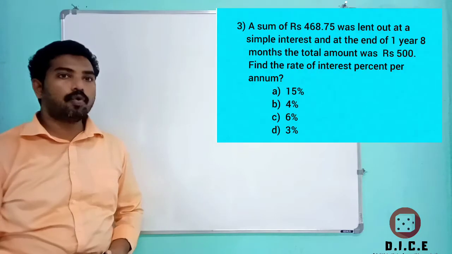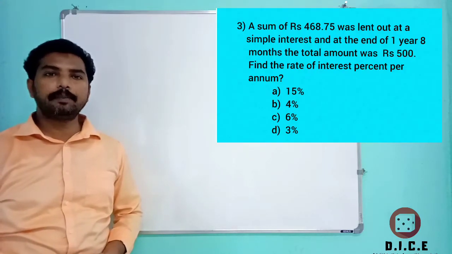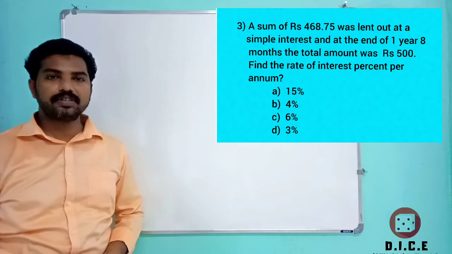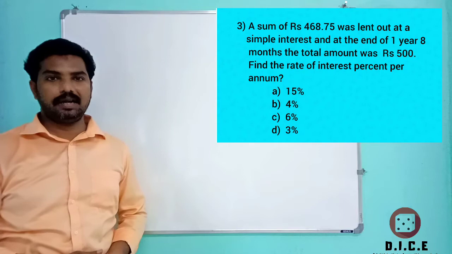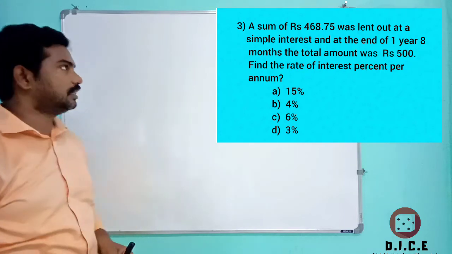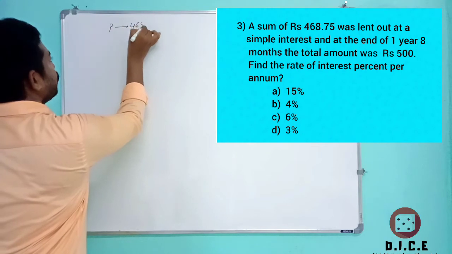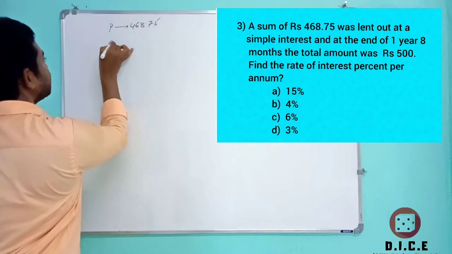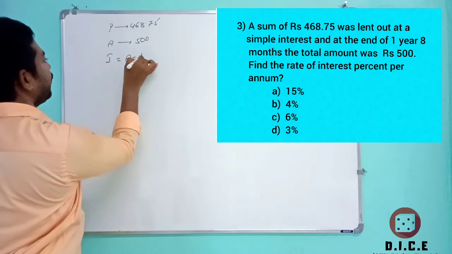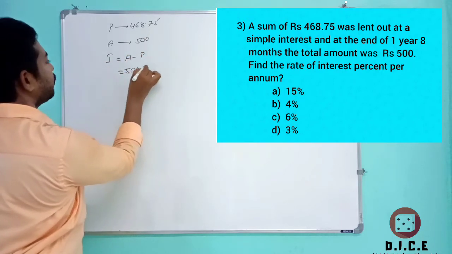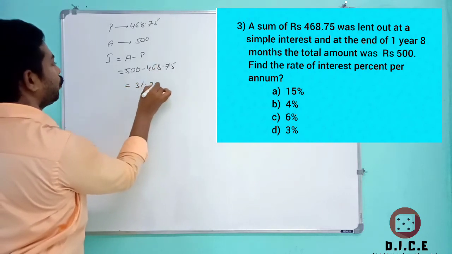Question number 3. 468.75 is given to one person. After 1 year 8 months he repaid 500 rupees. Now he is asking at what rate percentage 468.75 becomes 500 in 1 year 8 months. See the terminology directly here. The principal value is 468.75. The amount is 500. From here, interest is nothing but A minus P. That is 500 minus 468.75, which is 31.25.